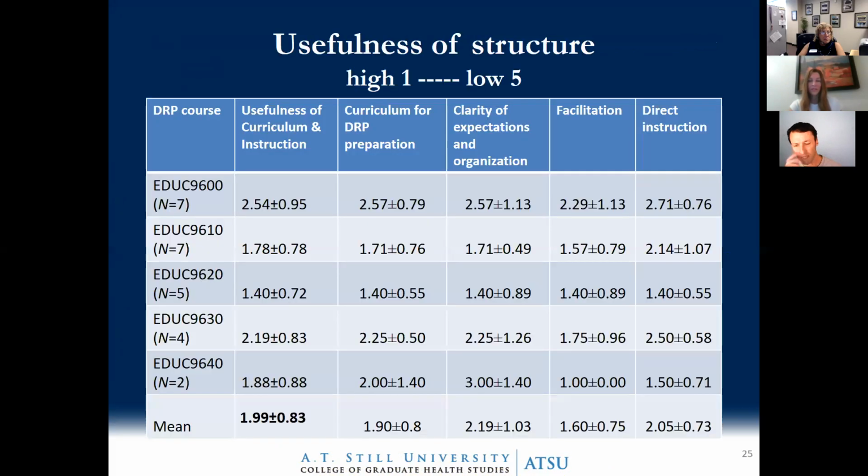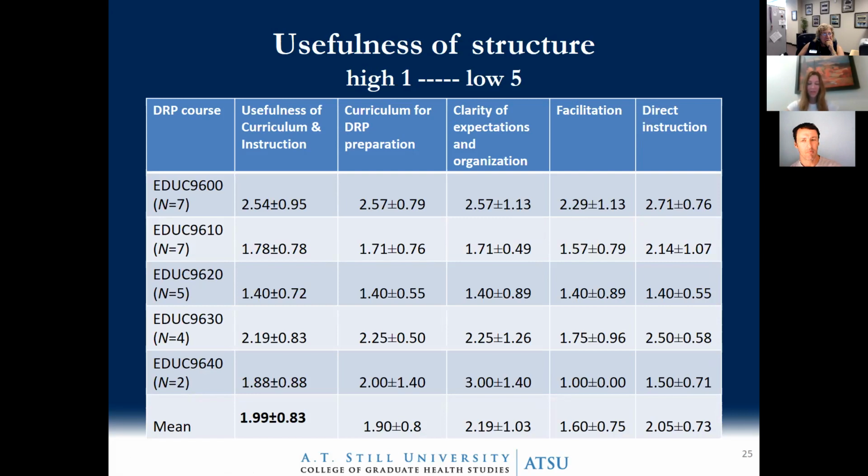So then we've got the usefulness of the structure of the curriculum and instruction. These were also measured on a 5-point scale, but it's flipped, which I probably should have flipped back, but I didn't. So high is a 1 here, and low is a 5. The lower the number, the more usefulness the structure was, and the higher the number, the lower the usefulness of the structure of the curriculum and instruction.